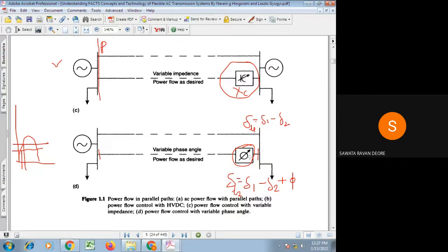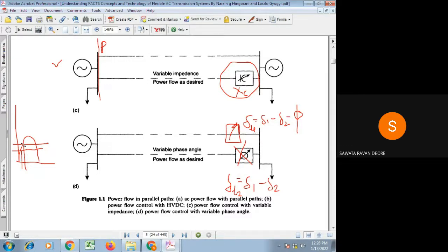One solution is there. Rather than installing this phase angle regulator here, phase angle regulator यहाँ पे install करने की जगह, we will install it on this line. And rather than doing plus, in that case it won't be there for line 2. It will be like this. And here rather than plus, we can make it minus using this phase angle regulator. So what I am doing, I am reducing the phase angle difference across this first transmission line which is getting overloaded.